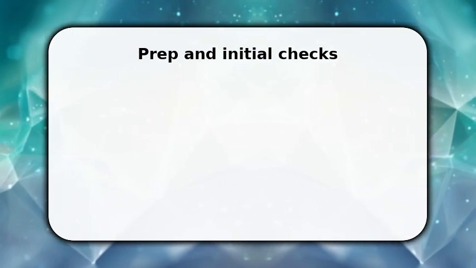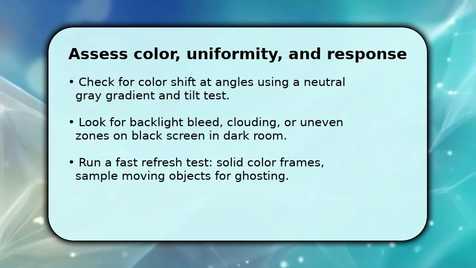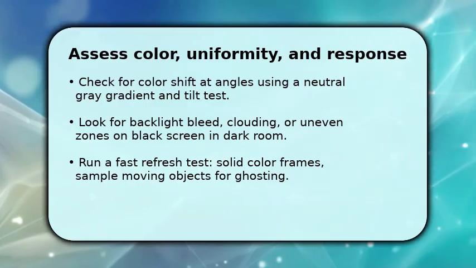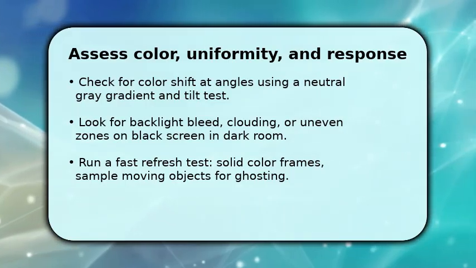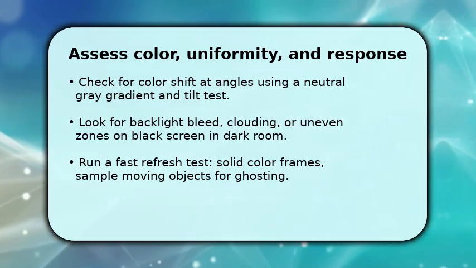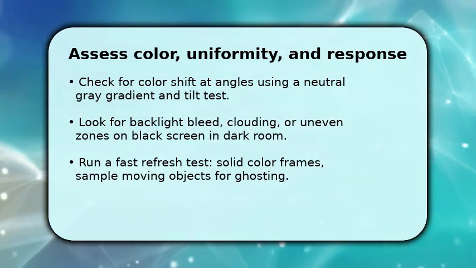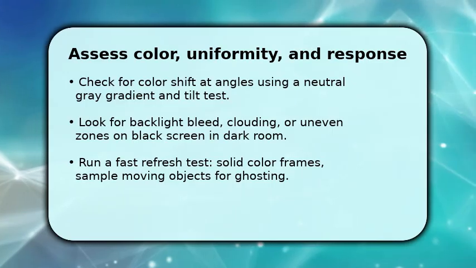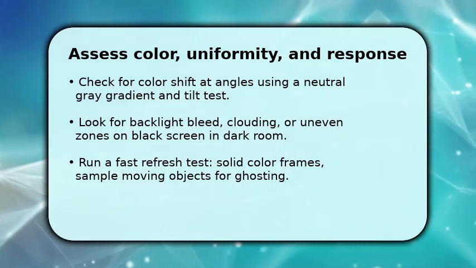Now evaluate color accuracy and uniformity. Use a neutral gray gradient and tilt the phone to spot color shift or tint. Some OLEDs show magenta or green at angles. Make sure to check black screens in a dark room for backlight bleed, clouding, or brighter patches. These suggest panel or assembly issues.